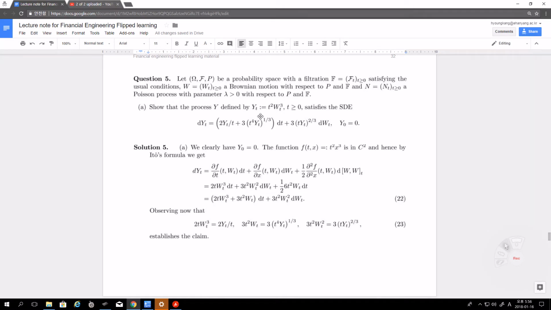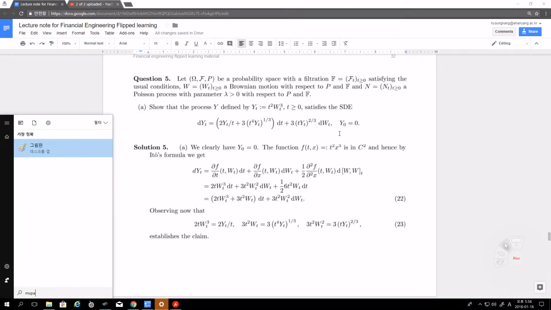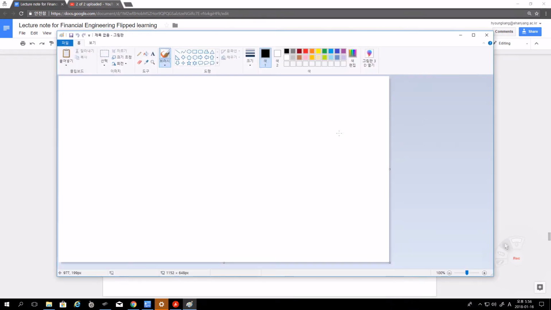Now suppose we have Y_t equal to t squared W_t cubed, where t is greater than 0. Suppose we want to prove that when Y_t is this way, dY looks like this. Okay, we want to prove this one. So let's do it in MS Paint.